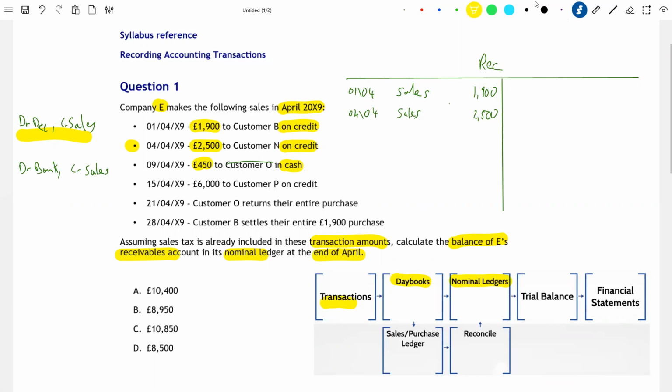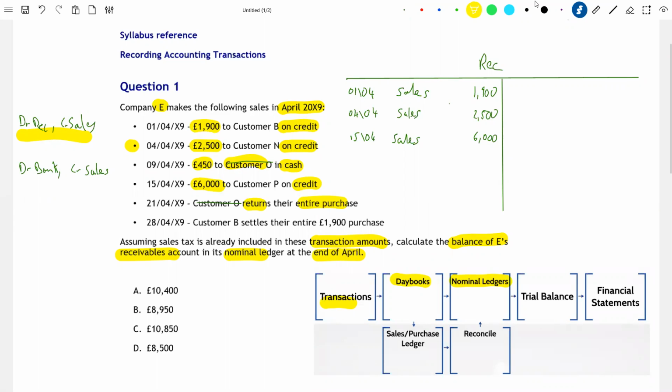Transaction number 4 is another purchase on credit, this time of £6,000 by company P. So once again, we can repeat the process. We can add this third transaction in. So we can debit receivables with this £6,000 amount. Transaction 4, customer O returns their entire purchase. So how do we account for this return? Well, hopefully, thinking back to bullet point 3 up here, you'll realize that actually this is another piece of redundant information in the question. Again, we are dealing with a cash transaction here, and so we don't need to account for this in this question with the receivables account.